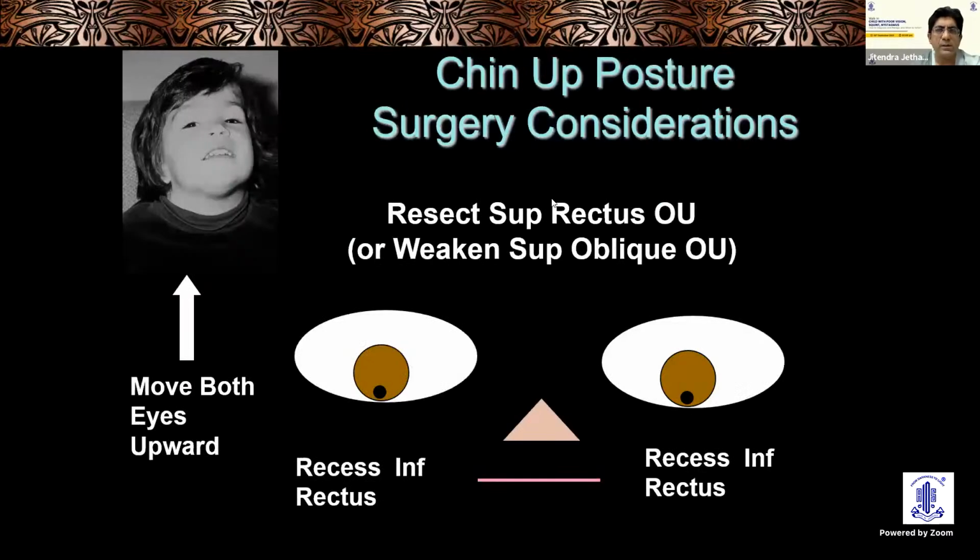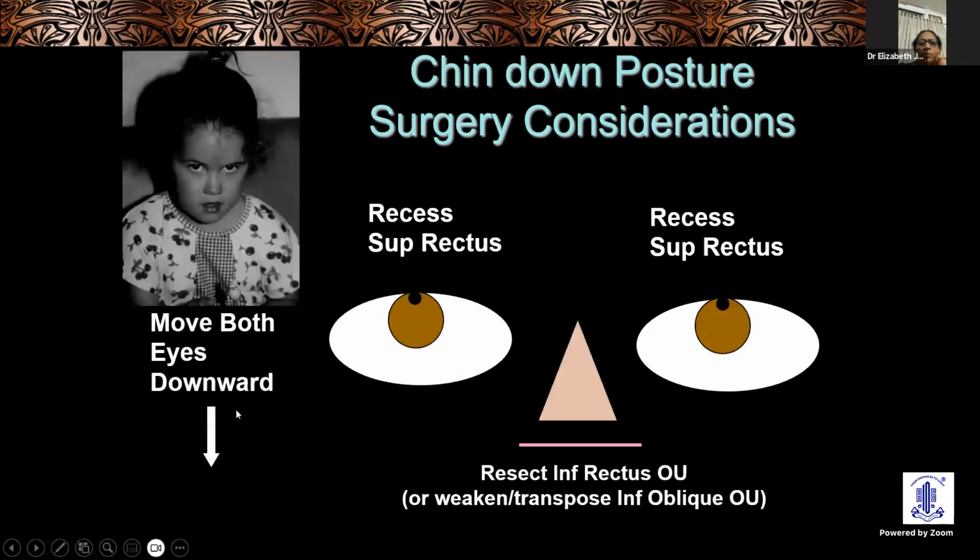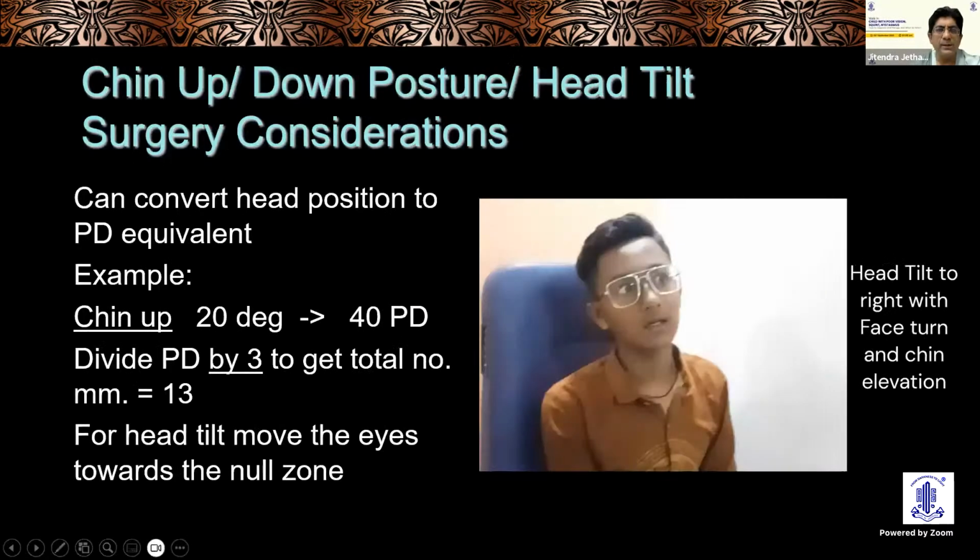So pretty straightforward there. If there's a chin up position, we have to move both eyes upwards. If there's a chin down position, we have to move both eyes downwards, whether we can do superior rectus recession of both eyes with inferior rectus resection, or we can use inferior oblique.